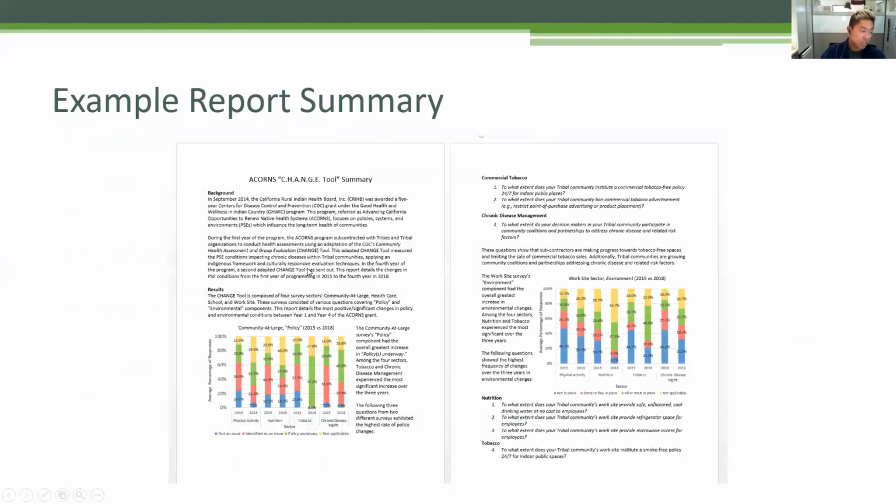So this is actually something that I made for the ACORNS grant. We had our CHANGE tool, which was a survey tool that was used in year 1 and year 4 through CDC, and it's called the Community Health and Group Assessment Evaluation. I have my report that I made that was around 12 pages, and then now I just broke it down into just 2, just having all the core information.